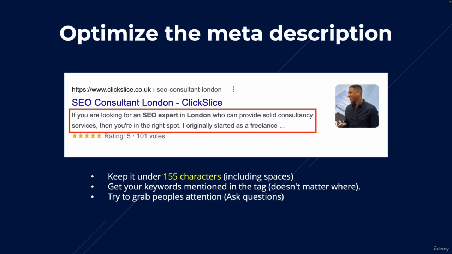The third thing, which is optional, is you can try and ask questions in your title tag to help grab people's attention. Applying this to my meta description, I could have said, "Are you looking for an SEO consultant in London?" And finally, make sure you write naturally.